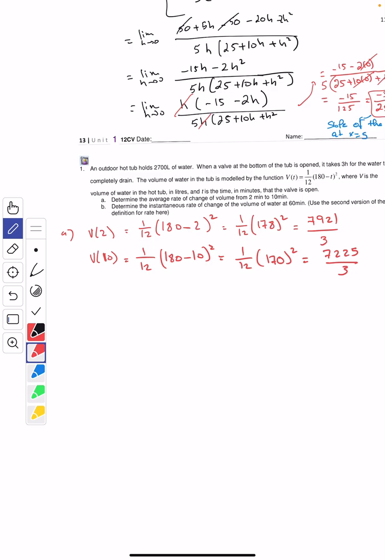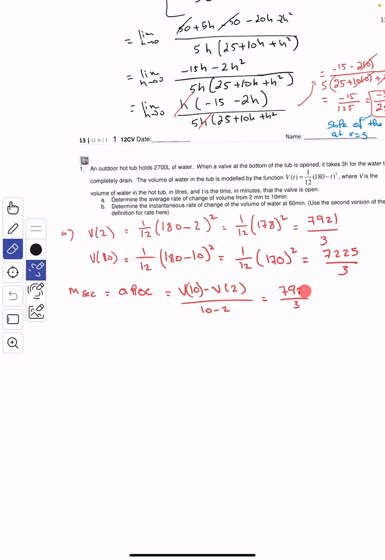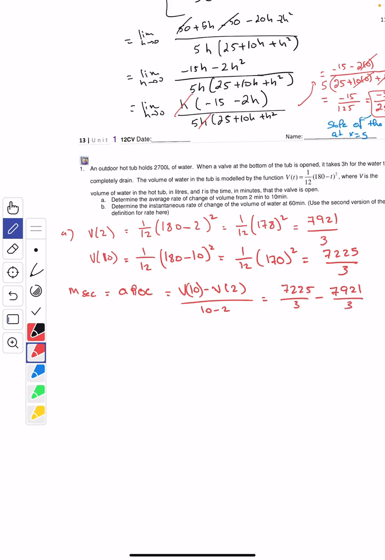Now, if we're looking at the slope of the secant line, or the average rate of change, that's going to be f at 10 minus f at 2, or in this case, we're using the letter V for volume. So V at 10 minus V at 2 over 10 minus 2. In this case, I have 7,921 over 3. That's a mistake. V at 10 is 7,225, and then minus 7,921 over 3. And that's all divided by 10 minus 2, which is 8.